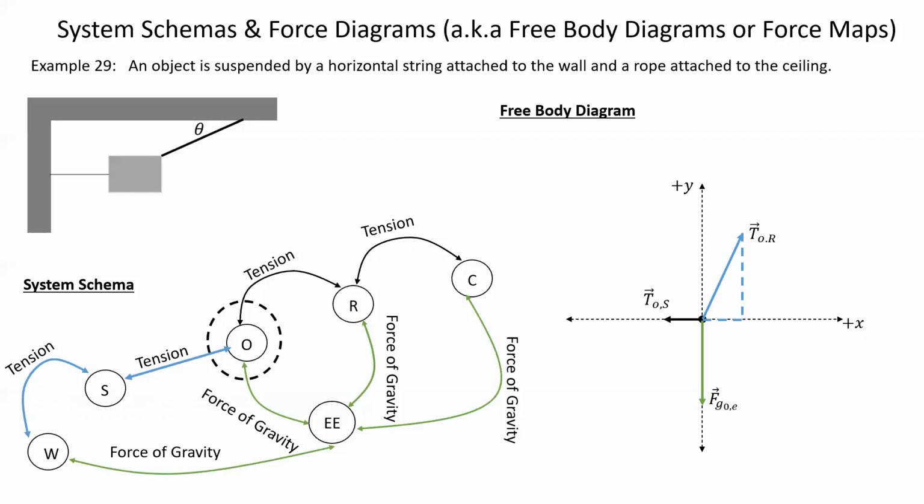This has to be a balanced situation. Notice that the gravitational force balances out the y component of the tension on the object from the rope, and the tension on the object from the string exactly balances out the x component of the tension on the object from the rope. The net force is zero. This is an equilibrium.